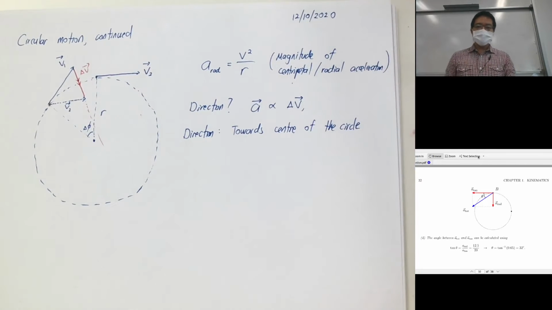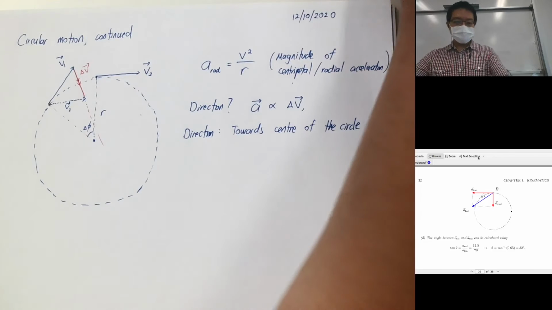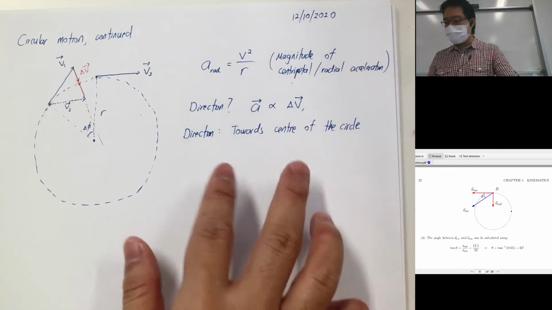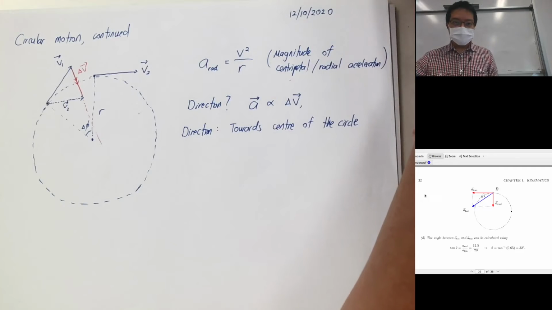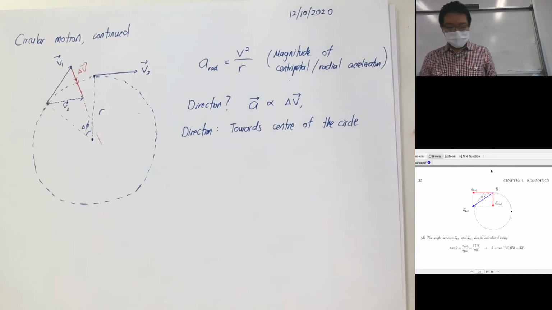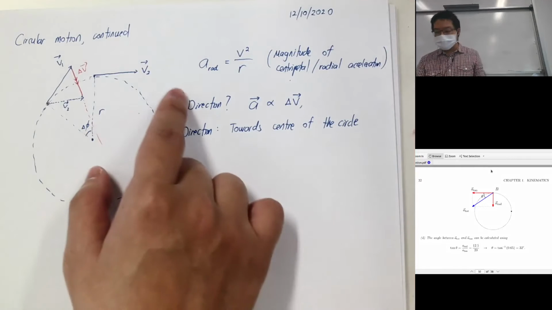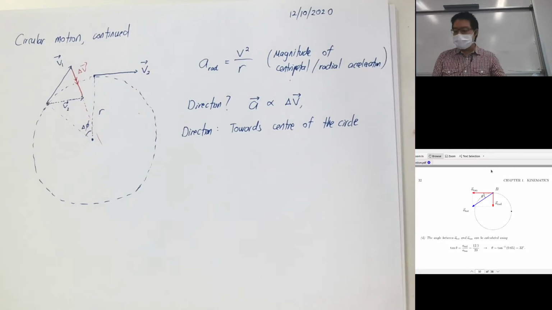Okay, so that is the direction, and then we got the magnitude. So let me check everything is okay. Okay, looks okay. Right, so that is the direction. So we have determined the centripetal acceleration.